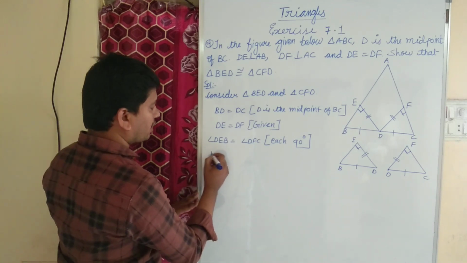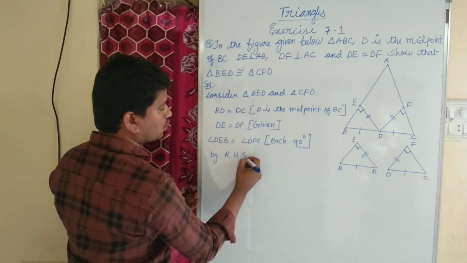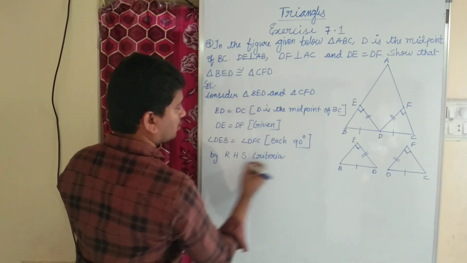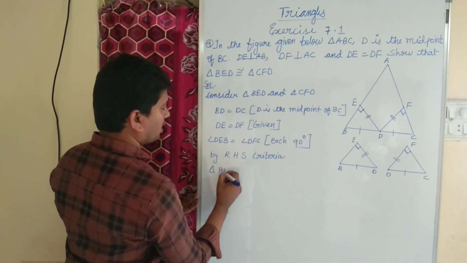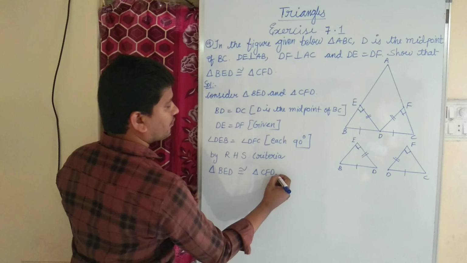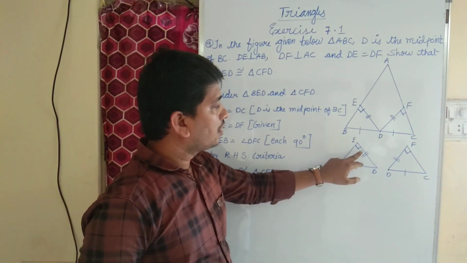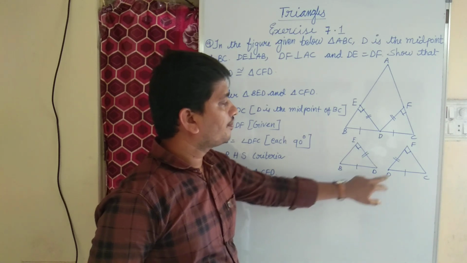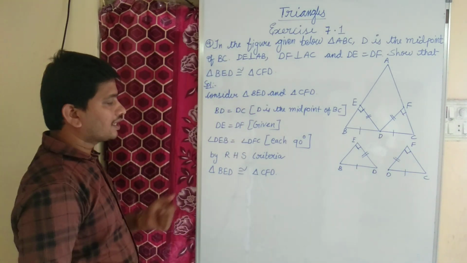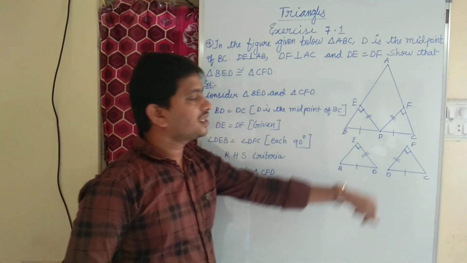So I can say that by right angle hypotenuse side, by RHS criteria, triangle BED is congruent to triangle CFD. This is right angle, hypotenuse, side. By RHS criteria, I can say that triangle BED is congruent to triangle CFD.